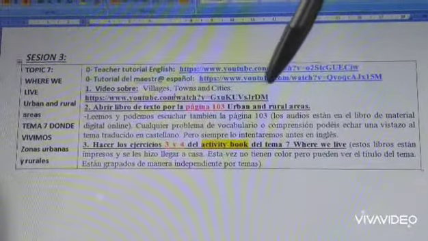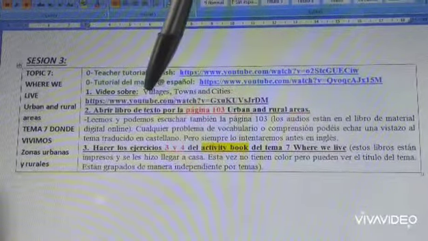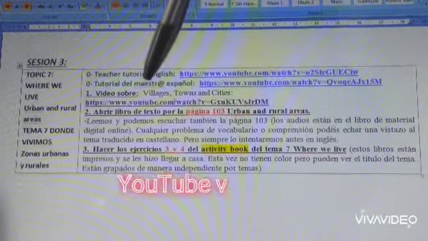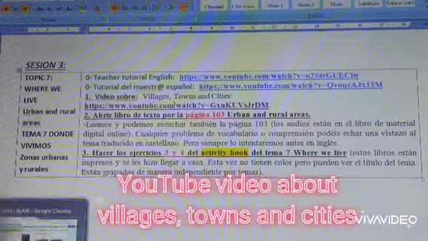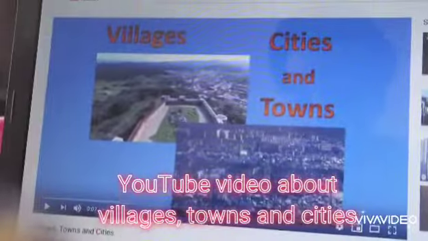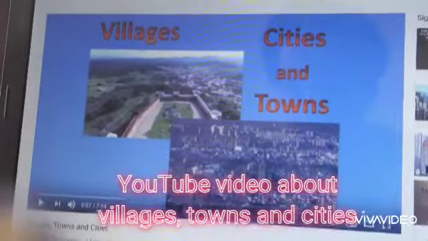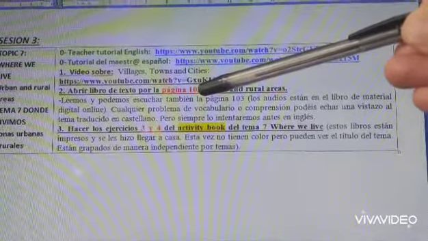First, you can watch the two videos, the tutorials in English and in Spanish. Then, you can watch a video opening the link in YouTube about villages, towns, and cities. If you open the link, you will see this video that tells you things about villages, cities, and towns. After watching the video, you can open your book on page 103.